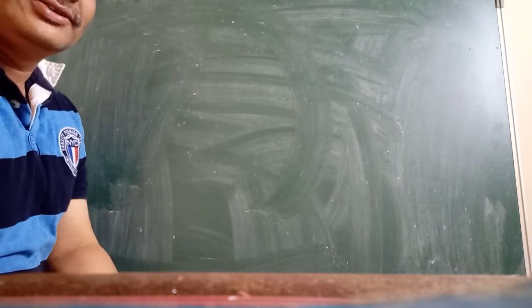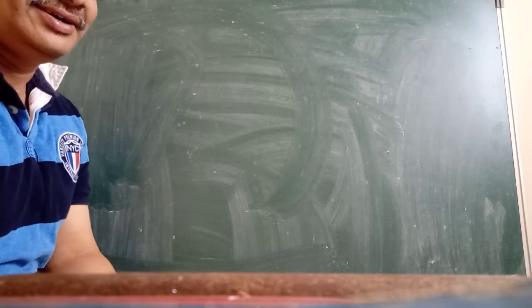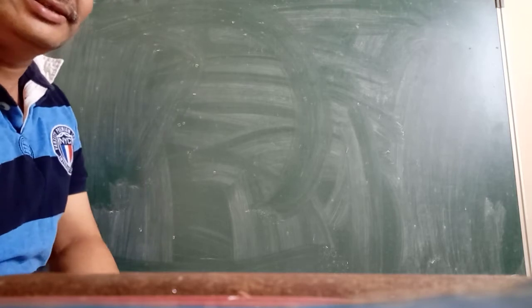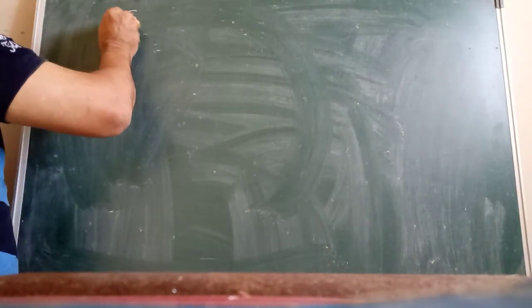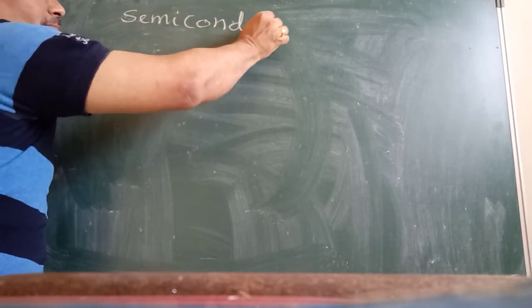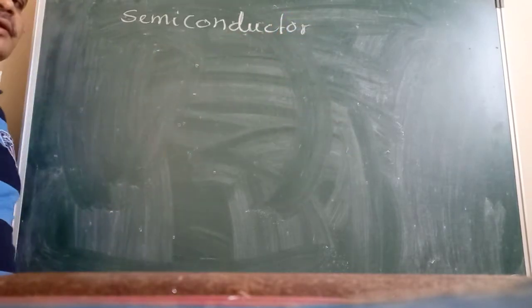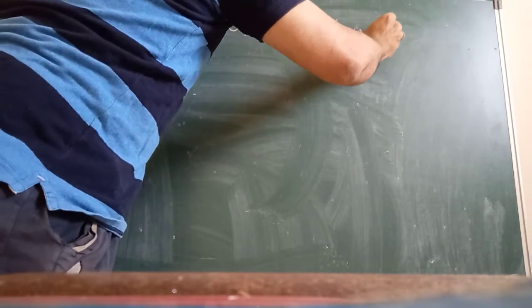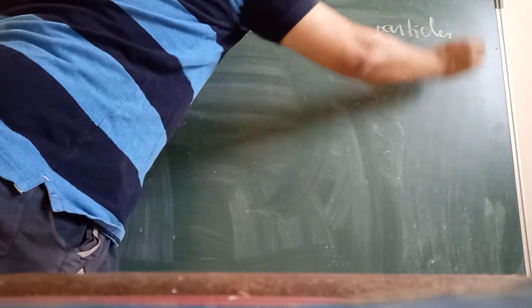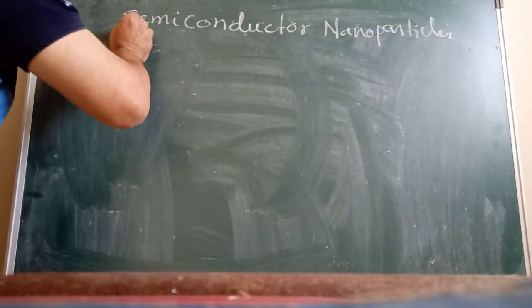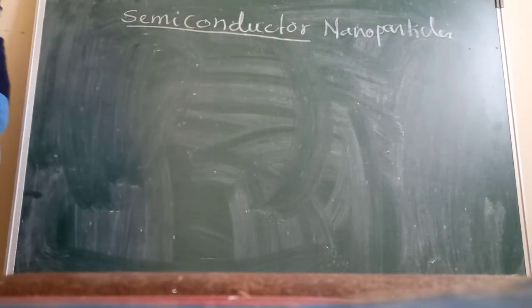Today we are taking the fourth lecture on nanoparticles, metallic nanoparticles. Now let us consider semiconductor nanoparticles. We understood the metal nanoparticles already.